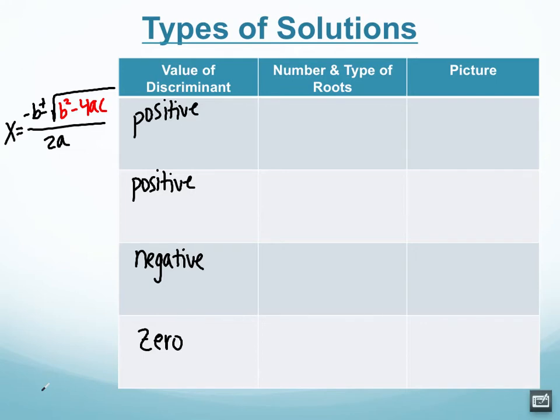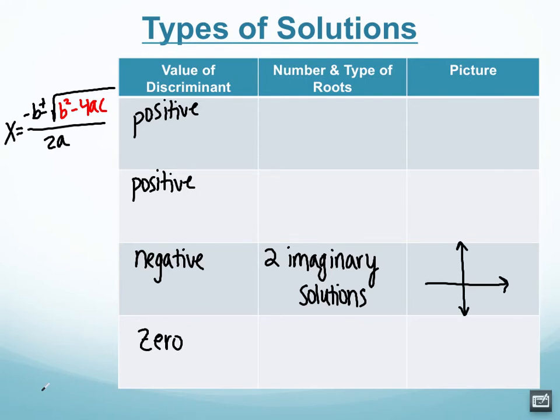If your discriminant is negative, you're taking the square root of a negative number. That will give you 2 imaginary solutions. You get 2 imaginary solutions when your quadratic equation does not cross the x-axis. So an example would be something like this. Does not cross the x-axis, so we're going to have 2 imaginary solutions.